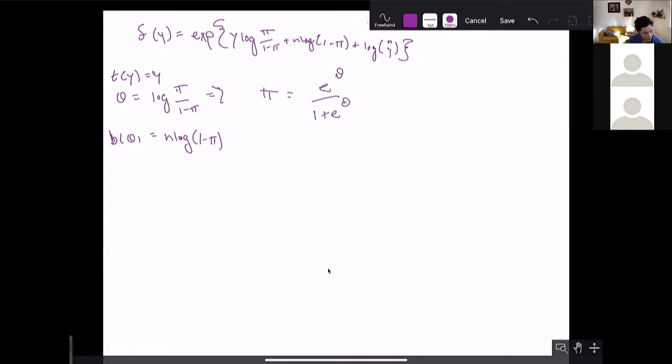Okay, so then in terms of b of theta, you get n log of 1 minus e to the theta over 1 plus e to the theta. I believe that's a negative though, the b of theta, because of the way that it's set up in the exponential equation. Yes, that's correct. So you can probably manipulate this a little bit to make it a little nicer.